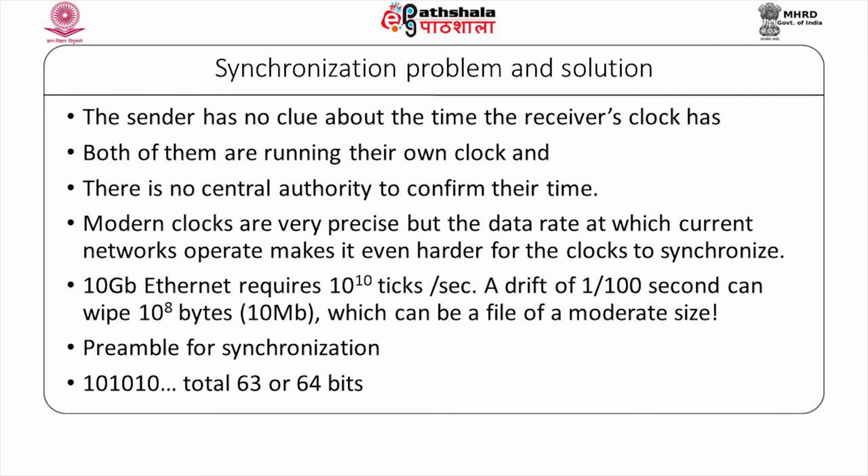Even if 2 clocks drift by 1/100th of a second at this speed, we will lose an entire file of moderate size. So that is the problem. Okay. And that is the reason why Ethernet-like structures use something called a preamble before transmission. A preamble is a sequence of zeros and ones. Now, that is needed here.